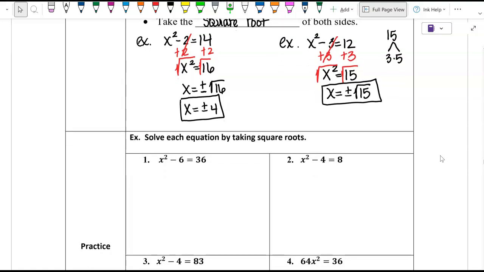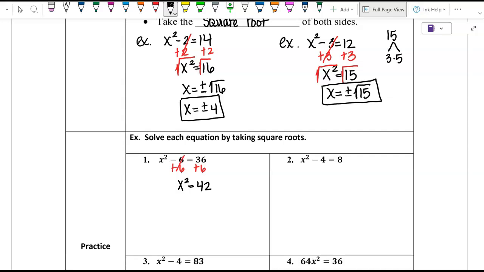And you're going to see some of these have just a little bit of work to them, and our last two problems are quite lengthy in doing all the math that we need to do. So it says solve each by taking the square roots. So this first one, I need to add 6 to both sides to get that squared term by itself. So I have x squared equals 42.